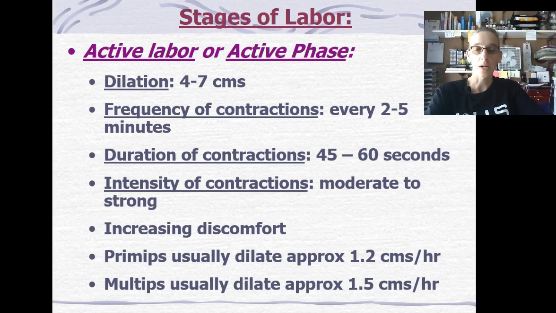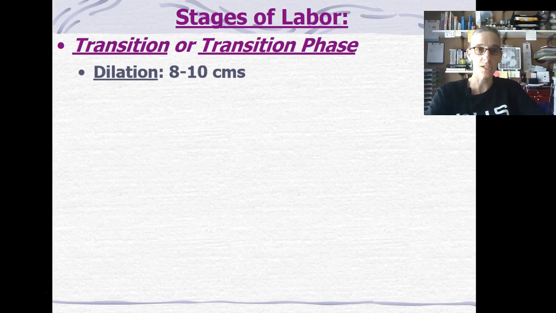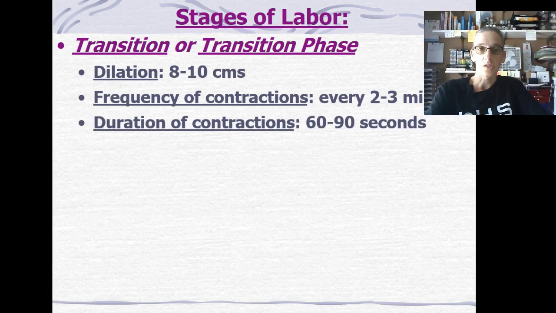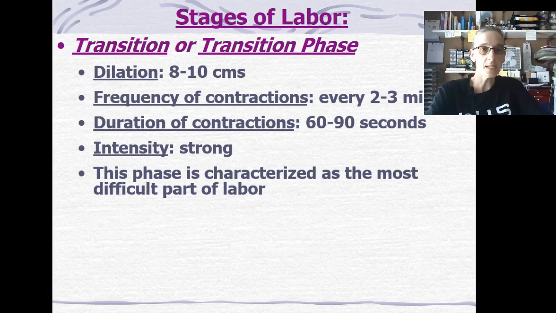Primips usually dilate approximately 1.2 centimeters per hour, and multips dilate about 1.5 centimeters per hour. This is very average numbering. Can range dramatically. Then we have our transition phase of the first stage of labor. Dilatation is 8 to 10 centimeters. The frequency of the contractions is 2 to 3 minutes for 60 to 90 seconds with a very strong intensity.